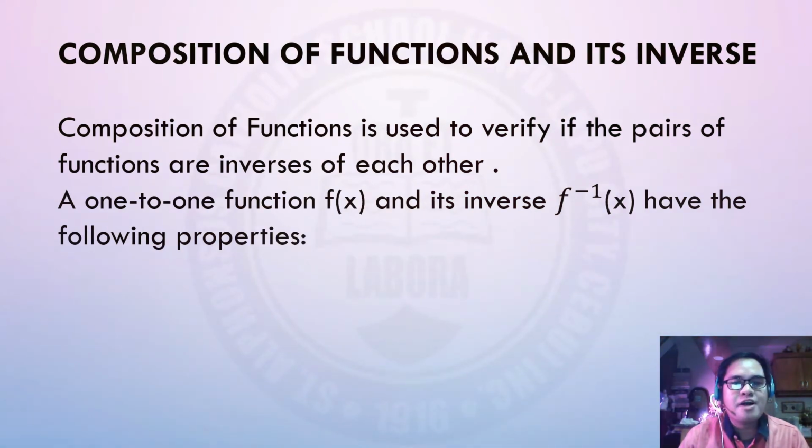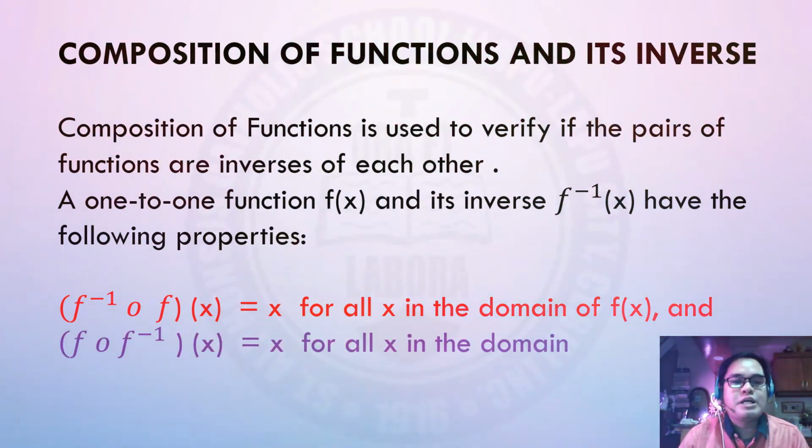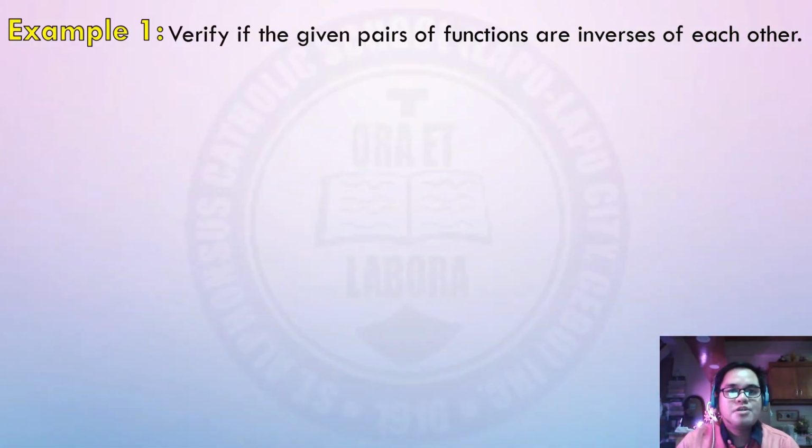A one-to-one function and its inverse have the following properties. First, f inverse circle f of x equals x for all x in the domain of f of x, and f circle f inverse of x equals x for all x in the domain of f inverse of x.